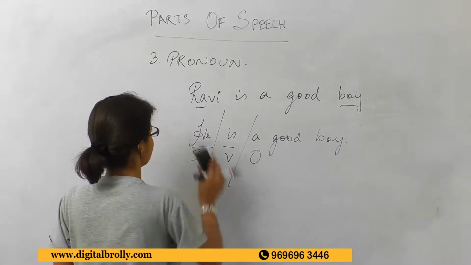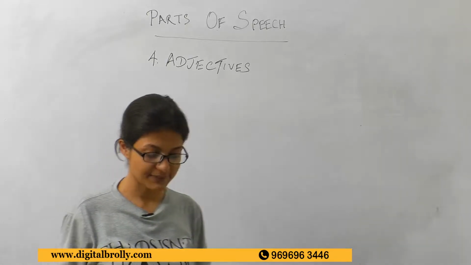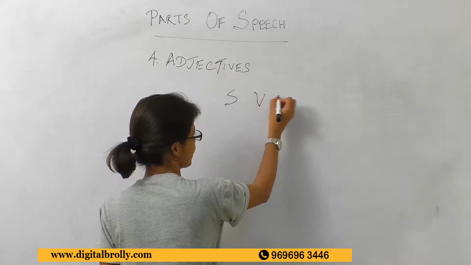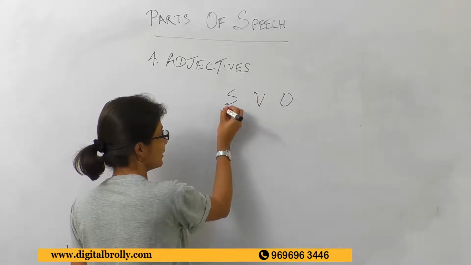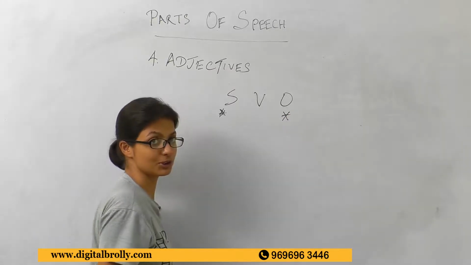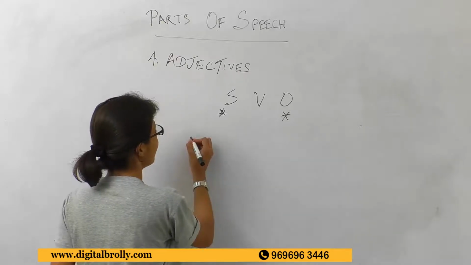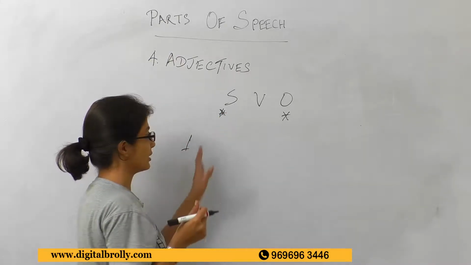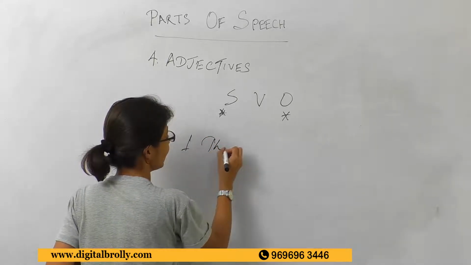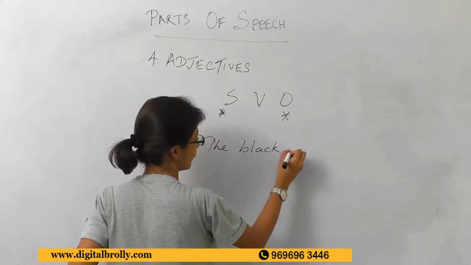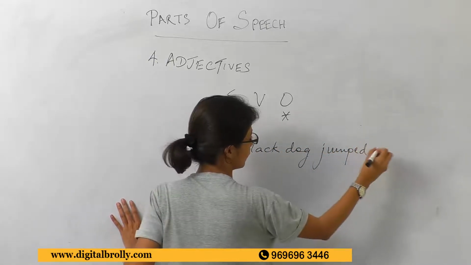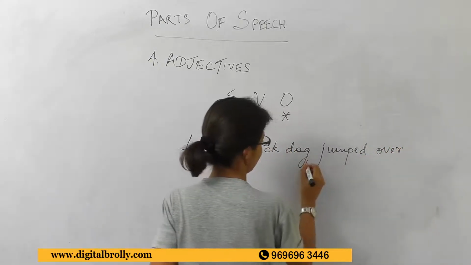Coming to adjectives. Now, what are adjectives? Adjectives are noun modifiers. And in a sentence, adjectives have only two positions. One, it can occur just before the noun in the subject, or it can occur in the object position. I'll give you an example for both. The first one, that is, the adjective appears just before the noun in the subject position. The black dog jumped over the fence.